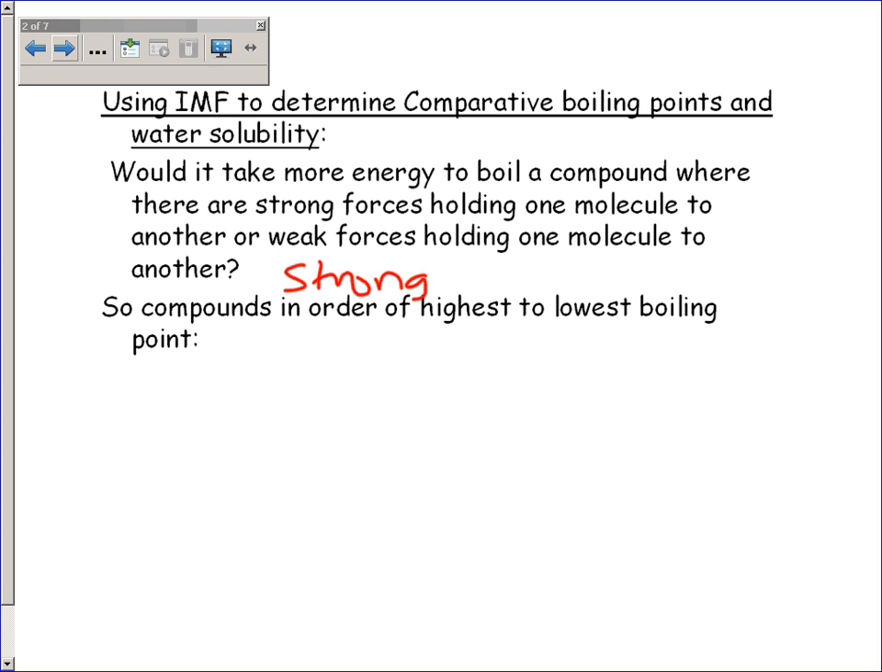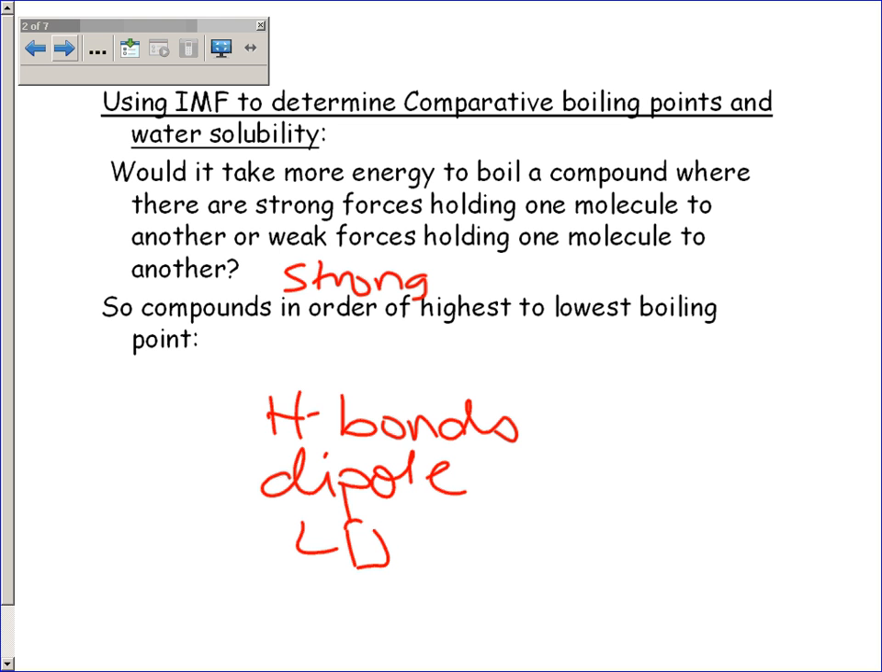So compounds in order of highest boiling point to lowest: H bonds, dipole, LD. Now ionic is going to be even above hydrogen bonds. So ionic, again, is going to be the strongest, and it increases as molar mass increases.